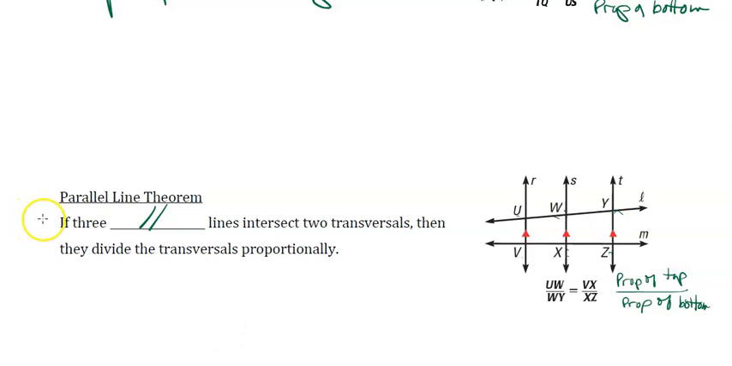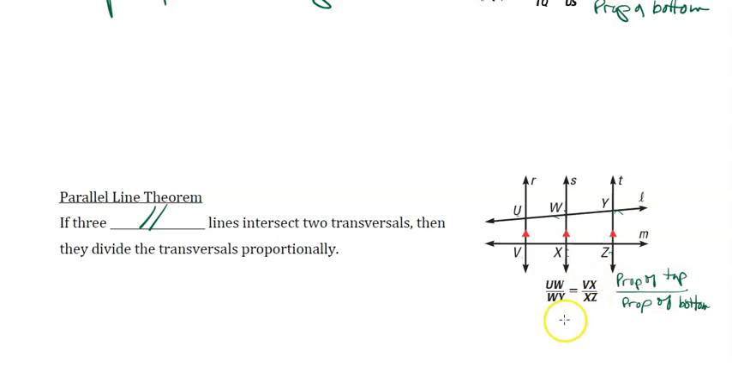Okay, so this theorem says if three parallel lines intersect two transversals, then they divide the transversals proportionately. So set up the proportions of the transversals. So UW over WY, that's the top transversal, is going to equal VX over XZ, which are the parts of the bottom transversal.